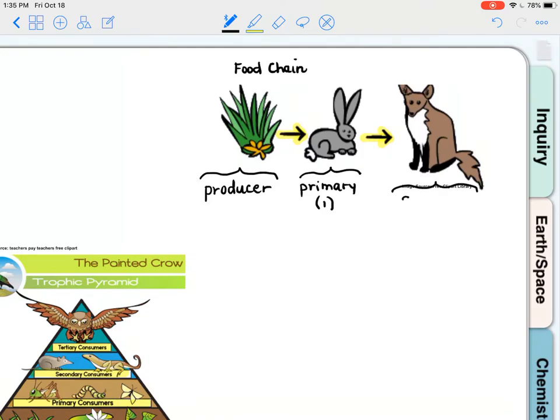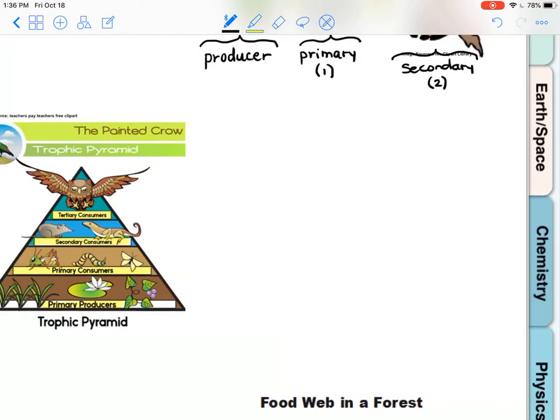Secondary would be this guy. Secondary means two. And if we added, let's say that we had a human out here who killed the fox and ate it, I don't think I've ever heard of that, but that would make the human the tertiary consumer. So this particular food chain only goes to secondary. Just to give you an idea of one more, let me go through.